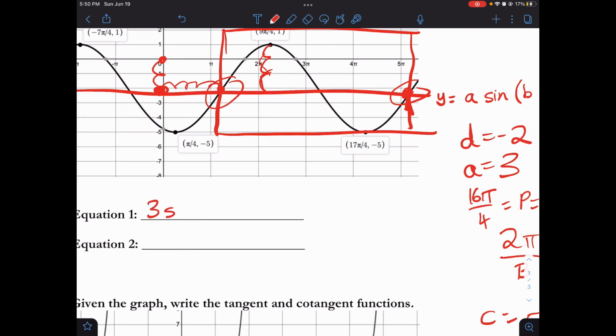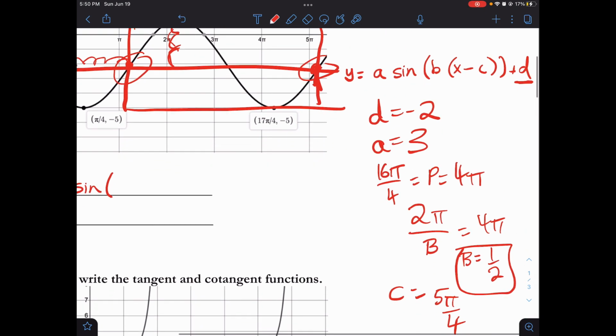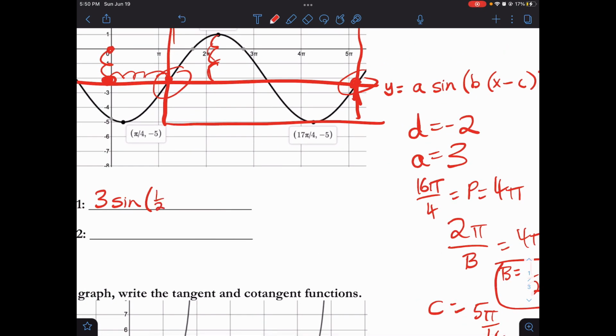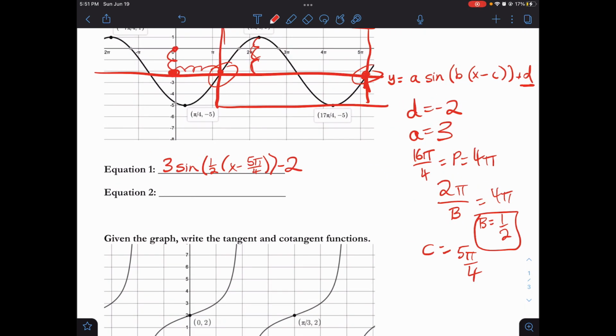So our first equation will be 3 sine. So let's put that in. 3 sine of, let's see, our b value is 1/2 x minus c. So 5 pi over 4, because we're moving to the right, we always put the opposite, and then we do one more parenthesis, minus 2.